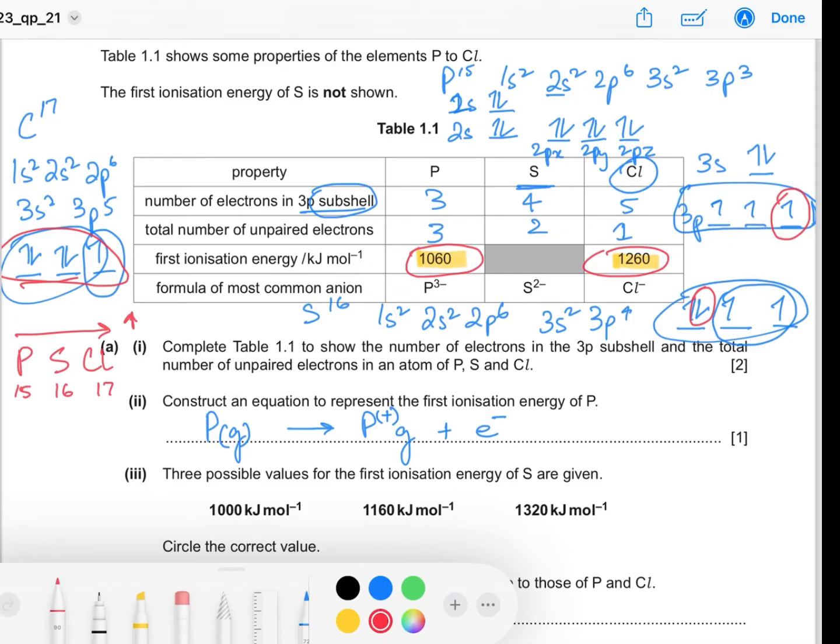What that means is, you will require a higher amount of energy as you go across the period to remove electrons, because the attraction between outer shell electrons and the nucleus will have increased. So chlorine has a greater ionization energy than sulfur, which means the ionization energy of sulfur must be less than 1260. So it cannot be 1320.